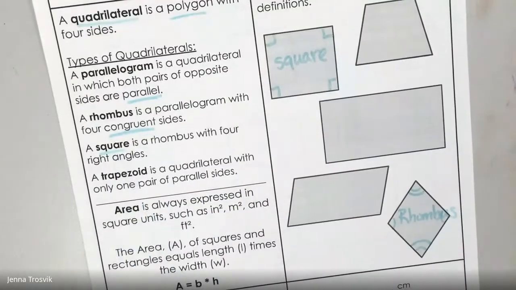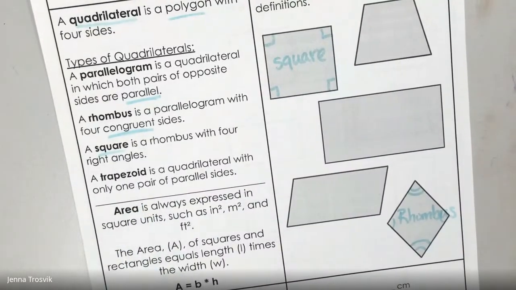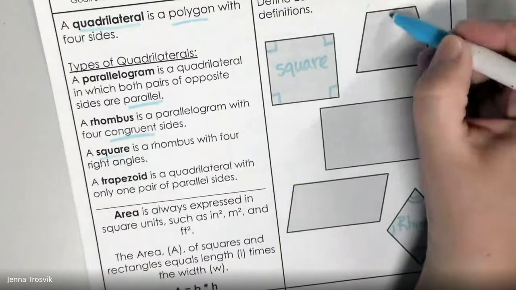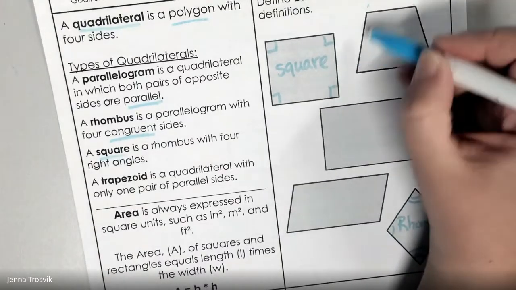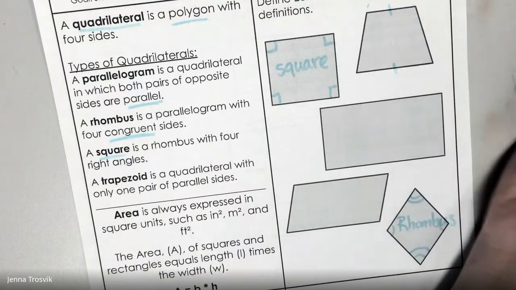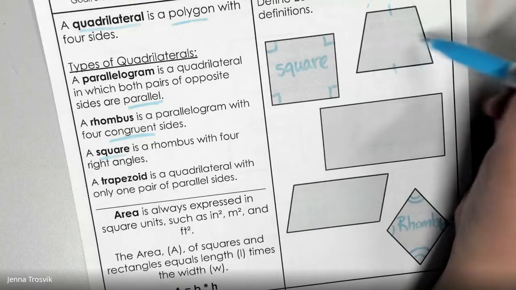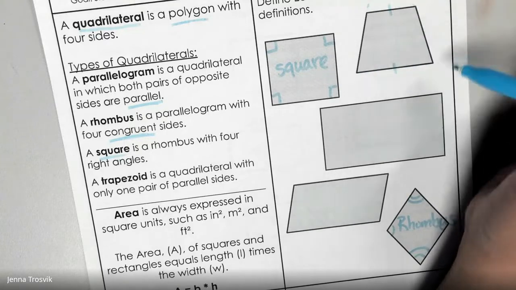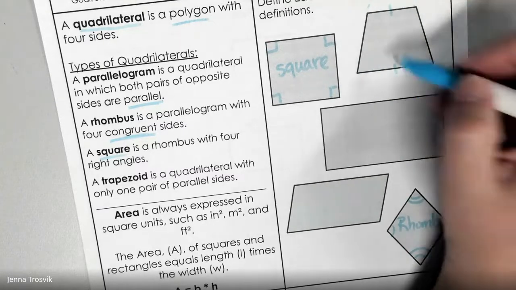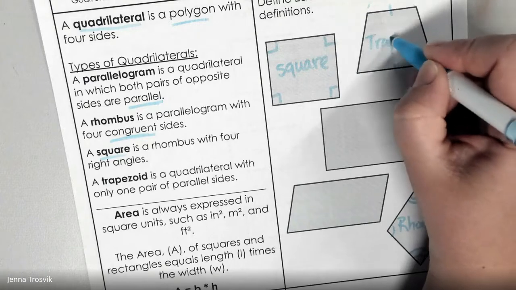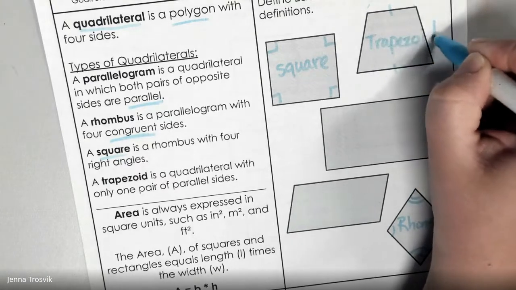A trapezoid is a quadrilateral with only 1 pair of parallel sides. This is the only shape we have over here with only 1 set of parallel sides, and that's the top and the bottom. These 2 sides are not parallel because one angles one direction and one angles the other direction. So this is our only trapezoid.